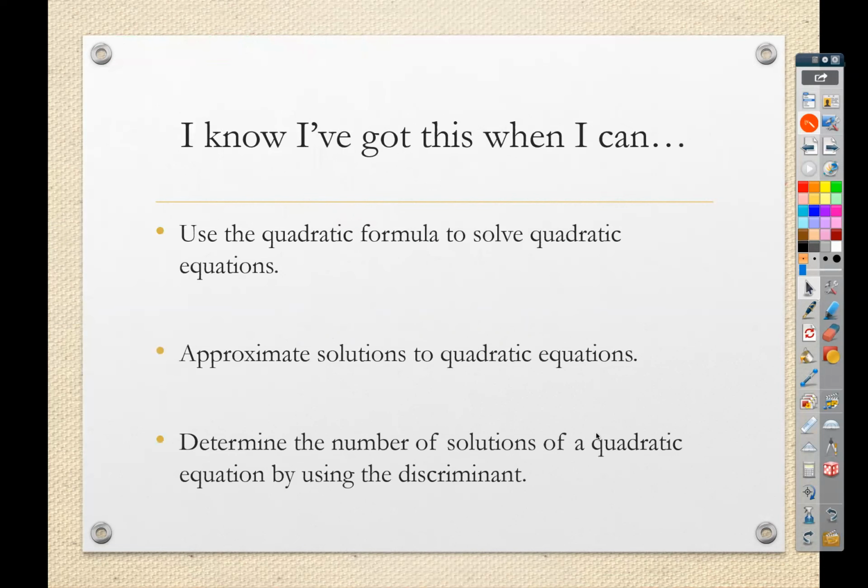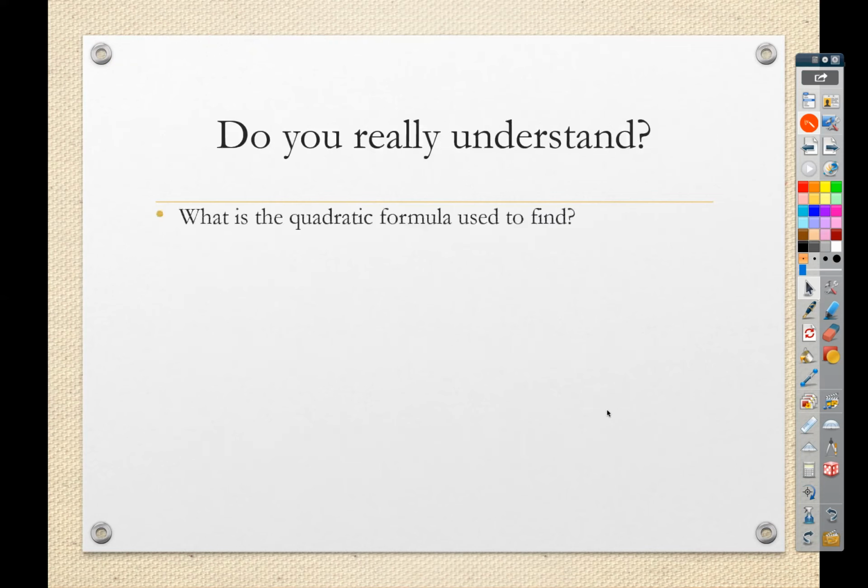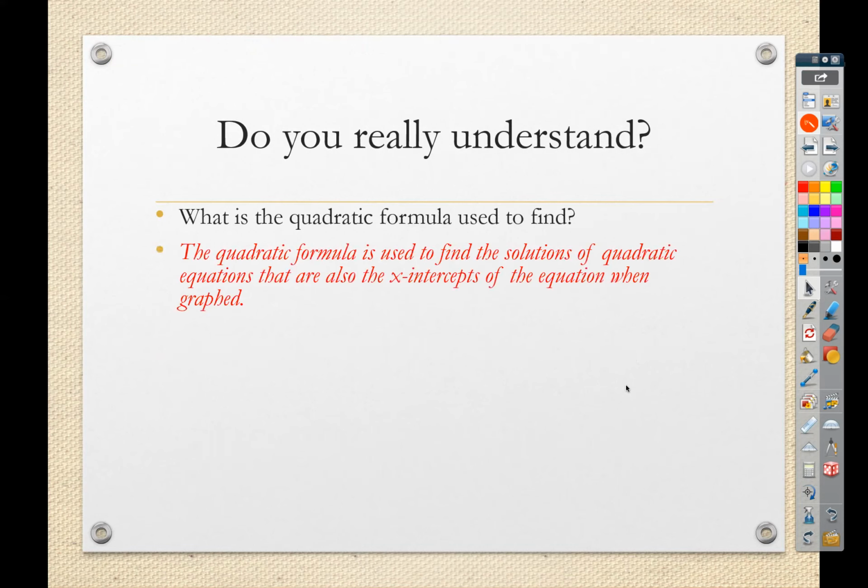Okay, so I know I've got this one. I can use the quadratic formula to solve quadratic equations, approximate solutions of quadratic equations, and determine the number of solutions of a quadratic equation using the discriminant. Do you really understand? So what is the quadratic formula used to find? It's used to find the solutions of quadratic equations that are also the x-intercepts of the equation when graphed.